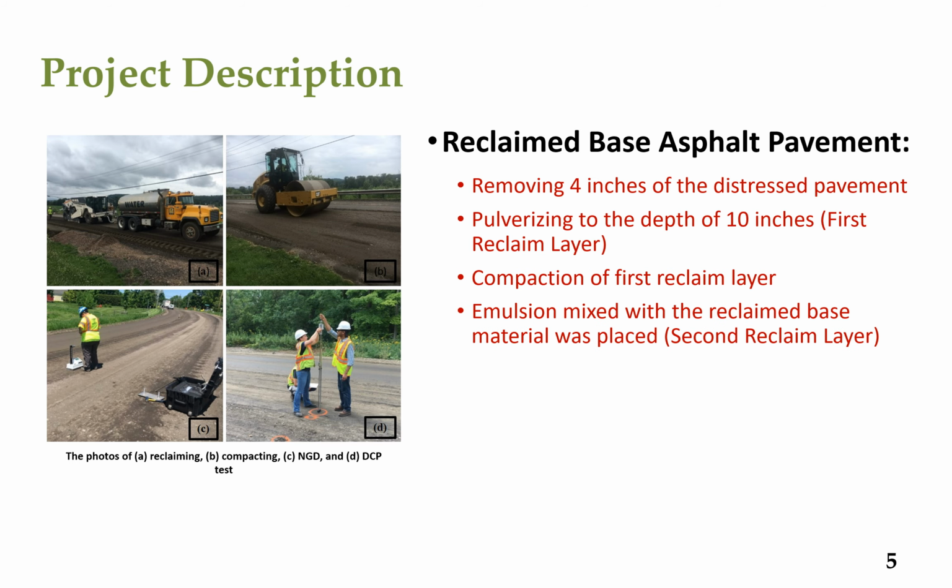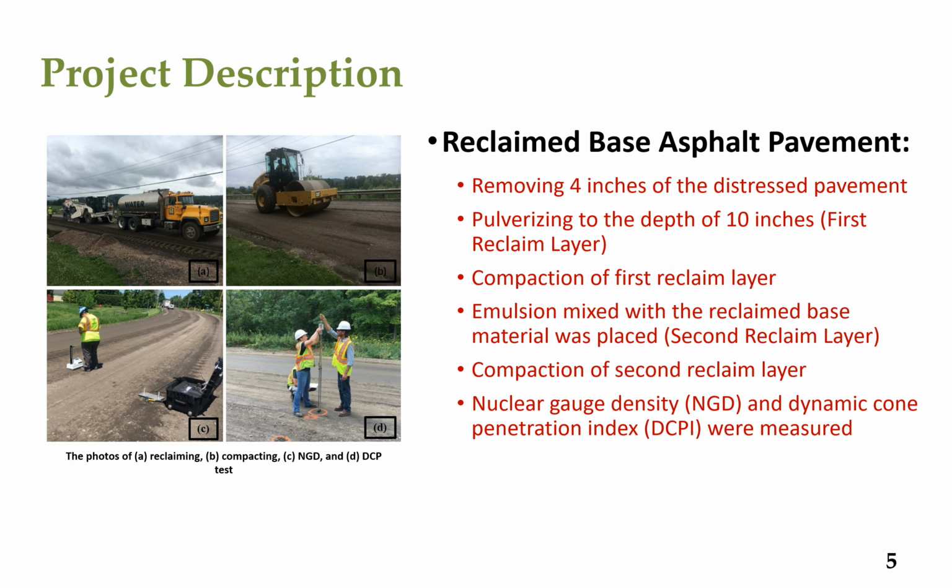And then for the second reclaim phase, a 6-inch layer of emulsion mixed with reclaim-based material was injected, and the road was compacted using the IC roller, similar to the first phase. And at the end, we want to mention that on both layers, nuclear gauge density and dynamic cone penetrometer tests were performed, and you can see all these steps in the figure on the left.